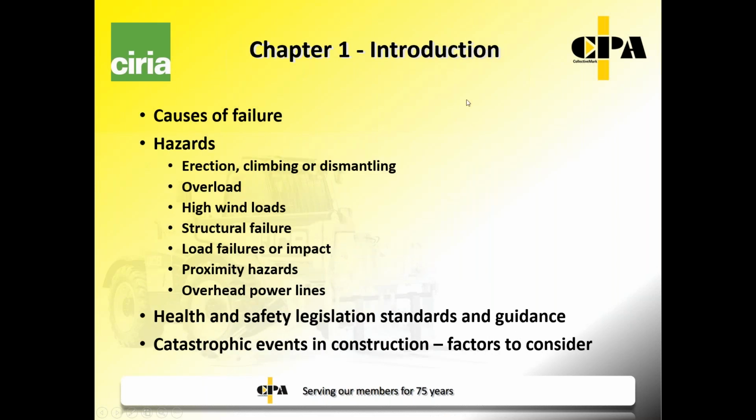Now, the introduction to the document talks about the causes of failure and particularly the consequences of failure. Tower cranes mercifully don't fail very often, but when they do, they generally have the potential to injure large numbers of people just by the fact that they're very often erected on congested sites in city centres. And we then look at the particular hazards that are associated with the failure of tower cranes.